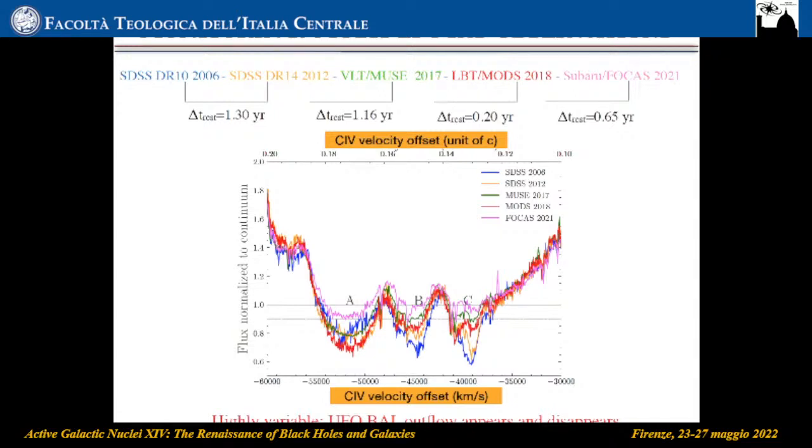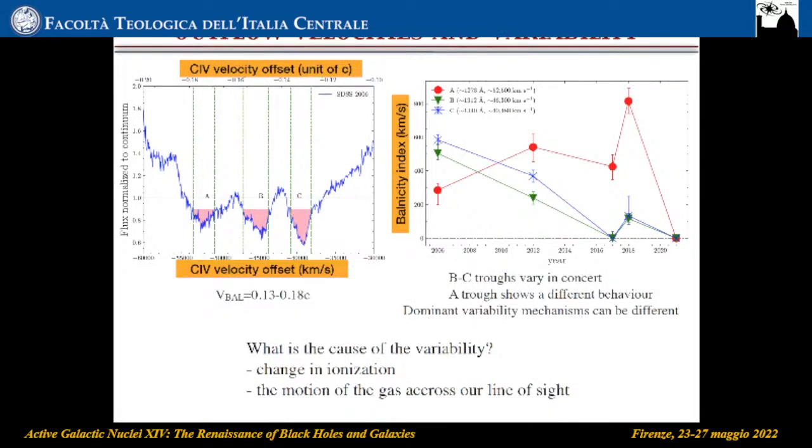So we are saying that these are UFOs because the outflow velocity is in the range of 0.13 to 0.18 in units of the speed of light. So they are very fast, at semi-relativistic velocity. We studied their variability because it's a powerful tool to understand the properties of such outflows.